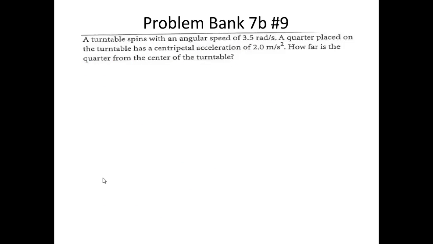Number 9. A turntable spins with an angular speed of 3.5 radians per second. So given is our omega again. A quarter placed on the turntable has a centripetal acceleration of 2.0 meters per second squared. How far is the quarter from the center of the turntable?